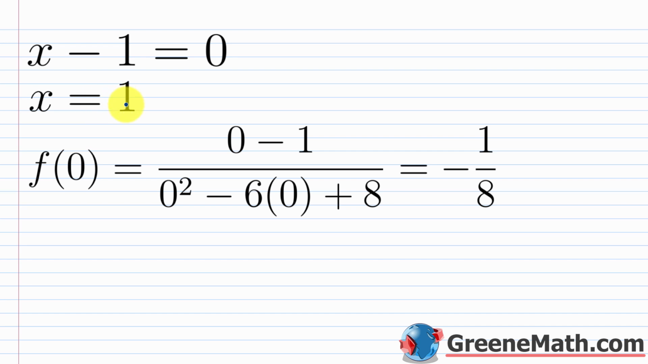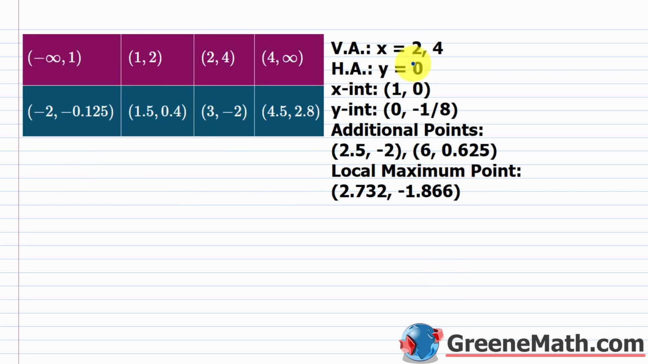Then for your y-intercept, you're going to plug in a 0 for x. So f of 0 would be equal to (0 minus 1) over (0 squared minus 6 times 0 plus 8). If you simplify, this would be equal to negative 1 over 8. So your y-intercept occurs at (0, -1/8). All right, so I have everything summarized here.